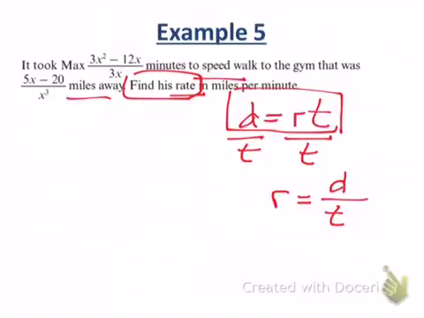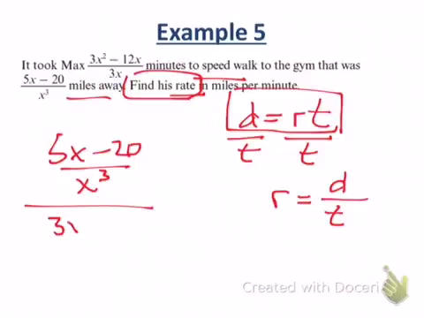So the distance is (5x minus 20) over x cubed. And I'm dividing that by (3x squared minus 12x) over 3x. And then this just becomes like example 1 or example 2 or example 3 that we looked at earlier. You divide these two fractions by multiplying by the reciprocal. All right? From there, I'll let you finish it.